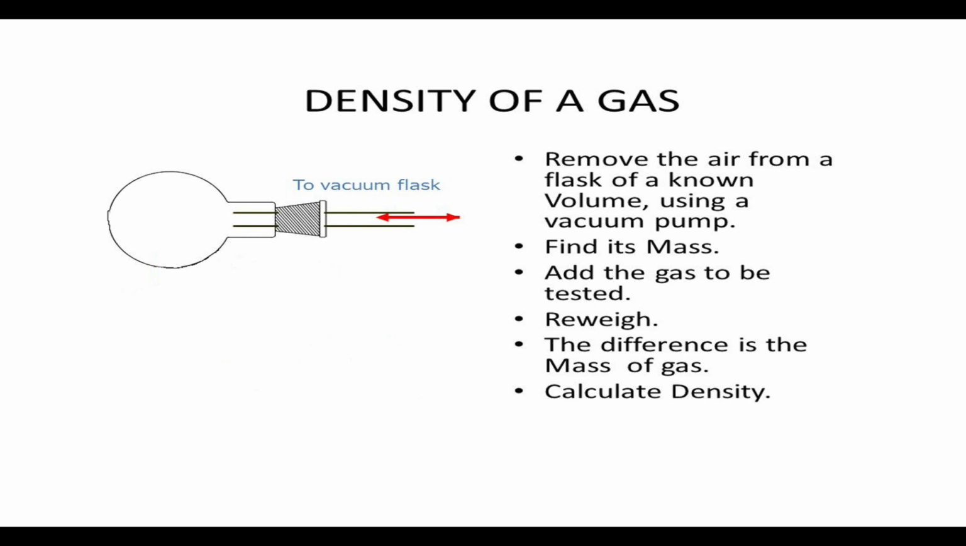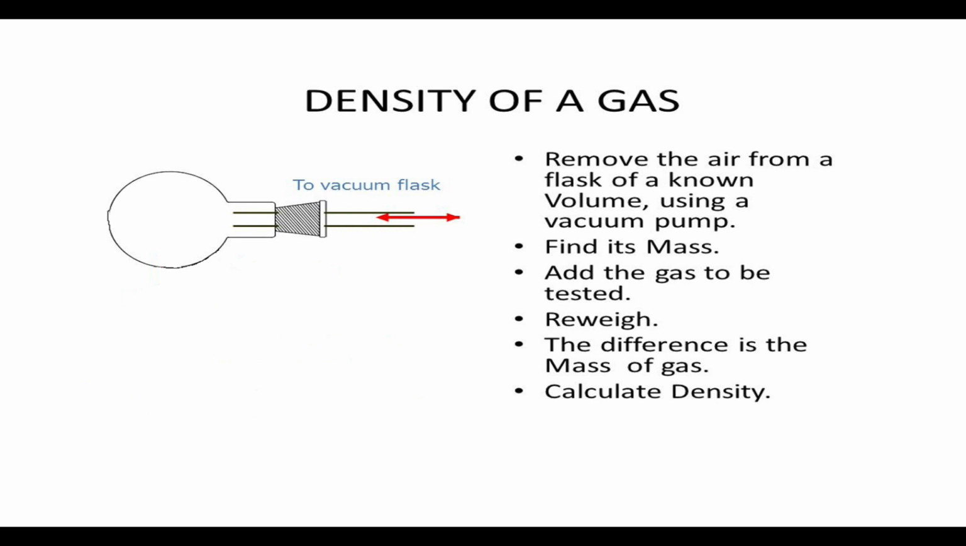Finding density of a gas. Finding density of a gas is similar to finding the density of a liquid, but we need a highly sensitive digital balance to find out its mass. We can find out the inner volume of this given flask. For that, we can fill this flask with some liquid and transfer that liquid to a measuring cylinder to find out the volume. That volume of the liquid will be equal to the inner volume of this given flask.